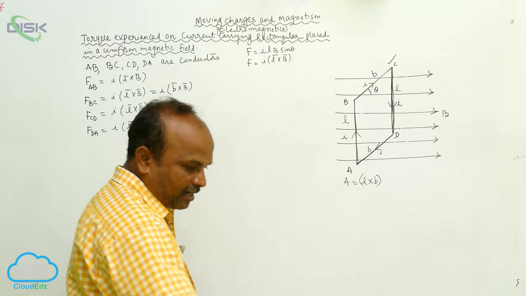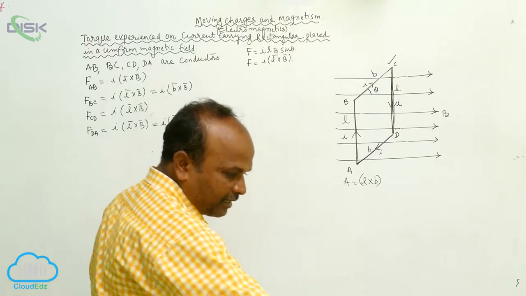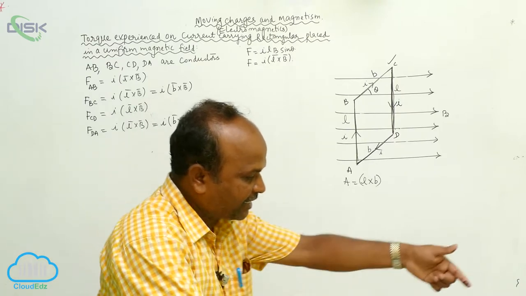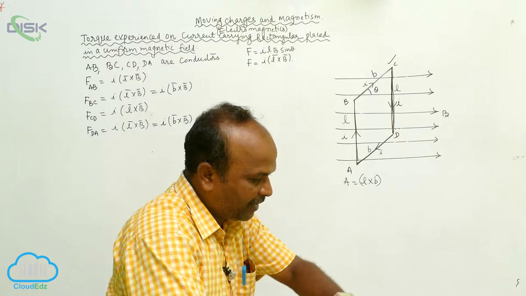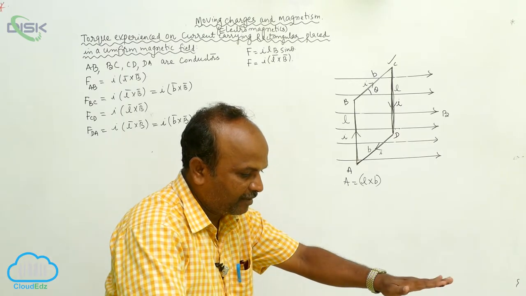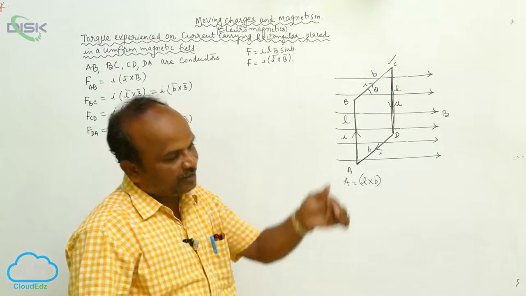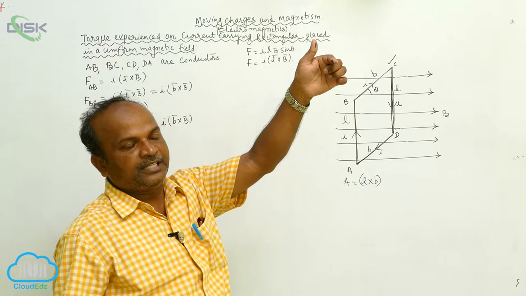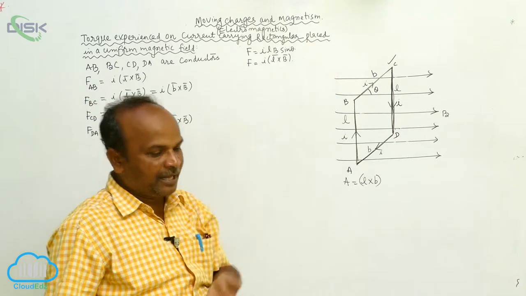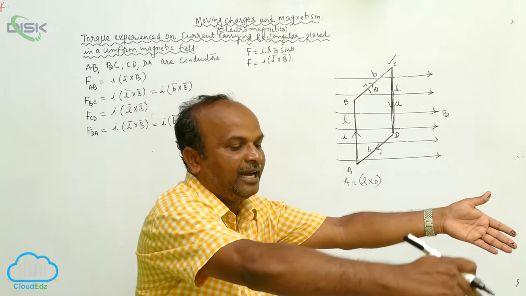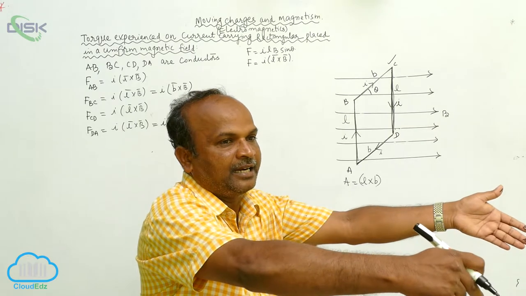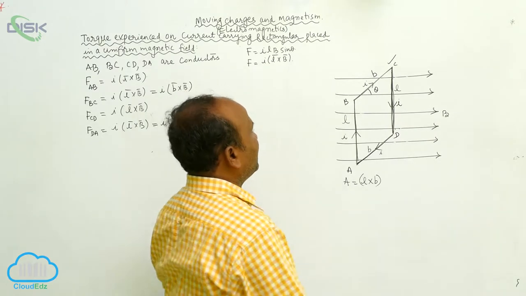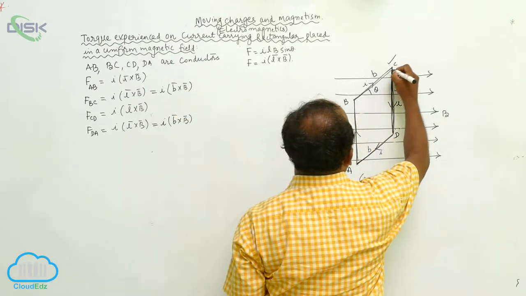This is the current direction, right? This is the magnetic field direction, right? What is the plane formed? This is the plane formed. Now what is the direction of the force? The direction of the force is like this. The direction of the force is always perpendicular to the plane formed by the magnetic field and the current carrying conductor. Therefore, in this case, the force is like this.